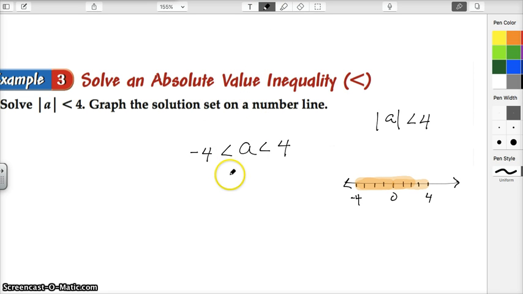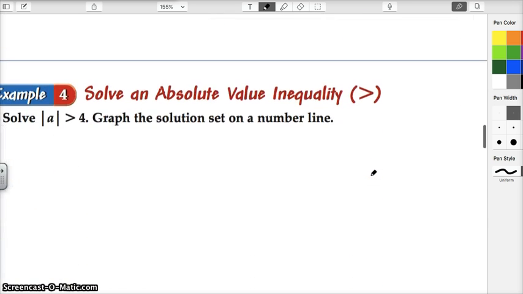Now that we've got that, we're really done. Actually we're kind of done because I already graphed it as well by trying to illustrate what it means. The only thing I have to do is make sure I have an open circle here because A does not equal 4 or -4, but it is some answer in between. All right? So let's take a look at another example because inequalities can be a little tricky.